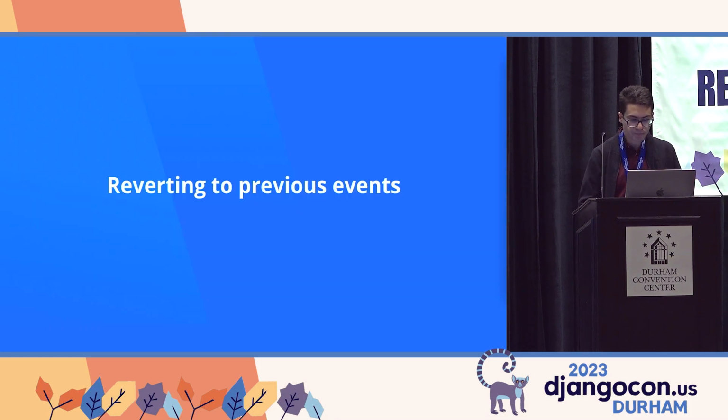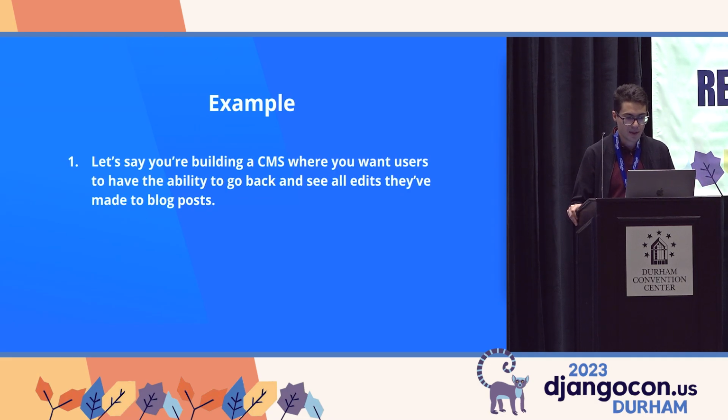And so, yeah. Going into another design pattern that can be quite useful is this ability to go back to previous events, right? So I'm going to walk through an example of a use case in which you might want this, but I'm sure there's a lot that you guys can think of. So let's say you're building a CMS, right? So something like WordPress or some type of admin application where you want users to have this ability to go back and see all edits they've made to blog posts, right? So users are creating, editing, managing blog posts, and you want to be able to go back and visualize those edits and see how the post has progressed, right?